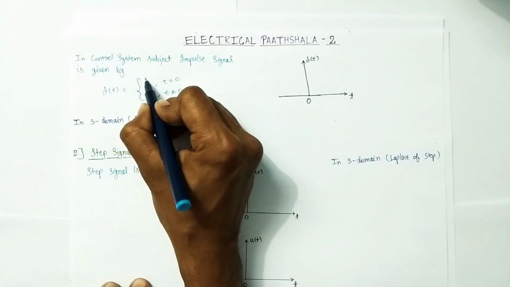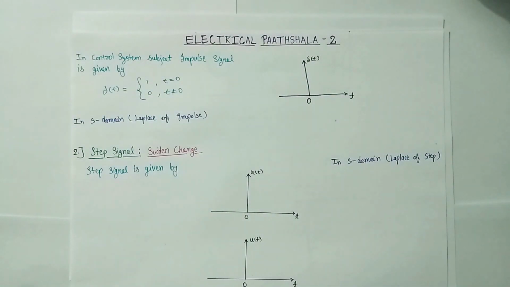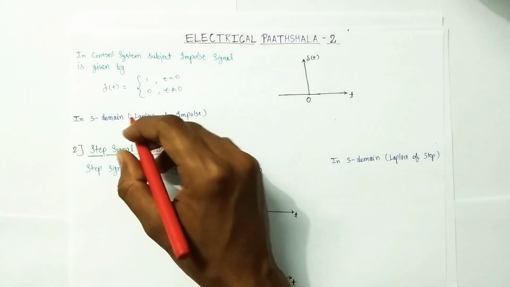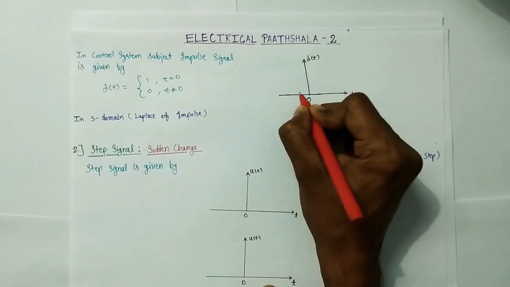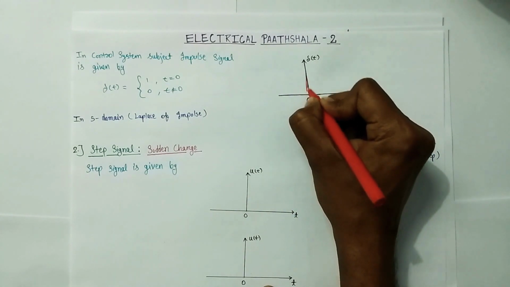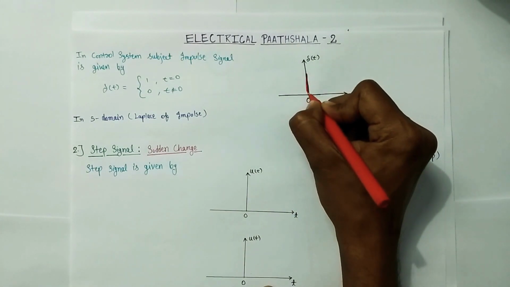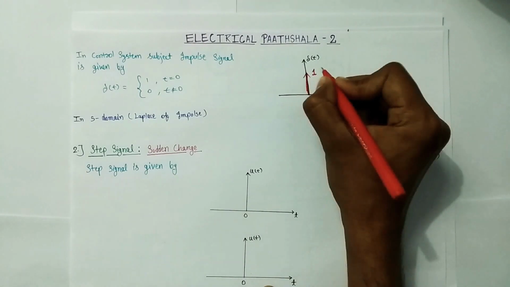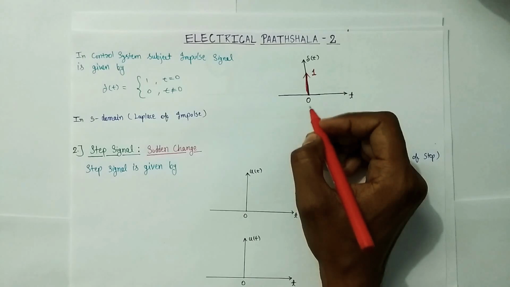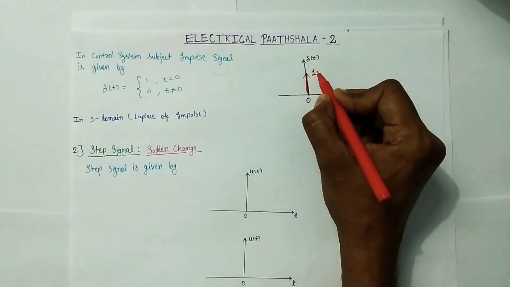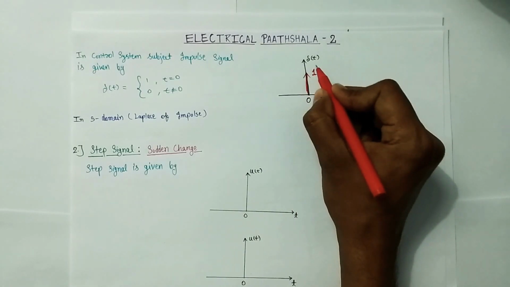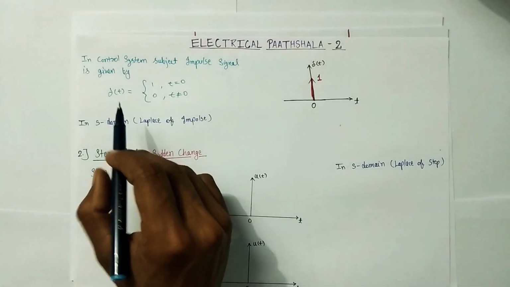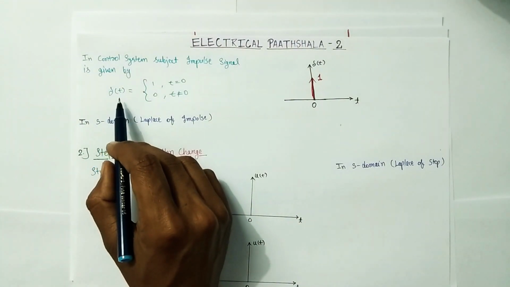Here this 1 is the area of impulse or weight of impulse. So the graphical representation of this impulse signal is this: at t equals 0 there is an impulse signal, and the magnitude of that signal is 1, and this 1 represents the area of the impulse signal. So this is the impulse signal in time domain.